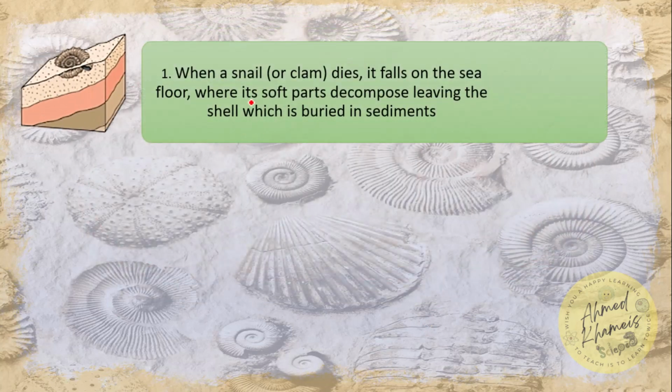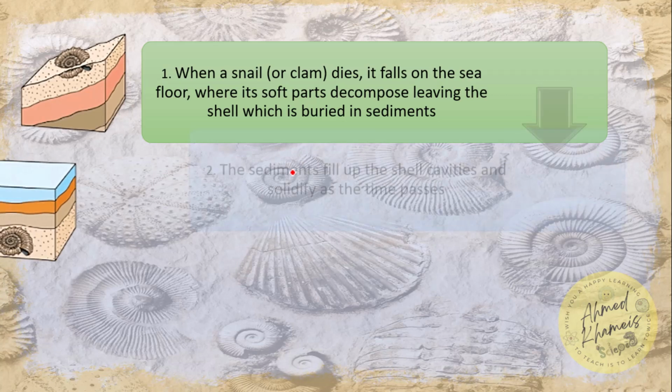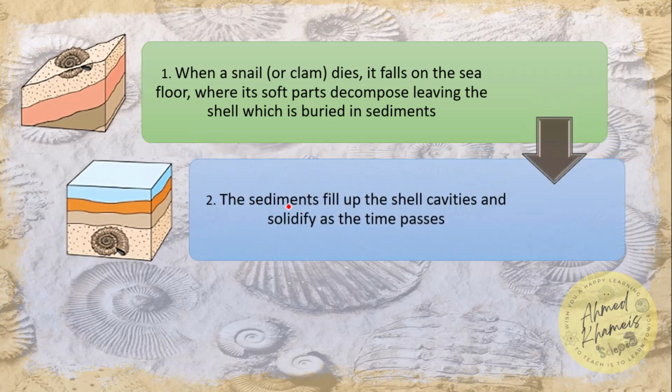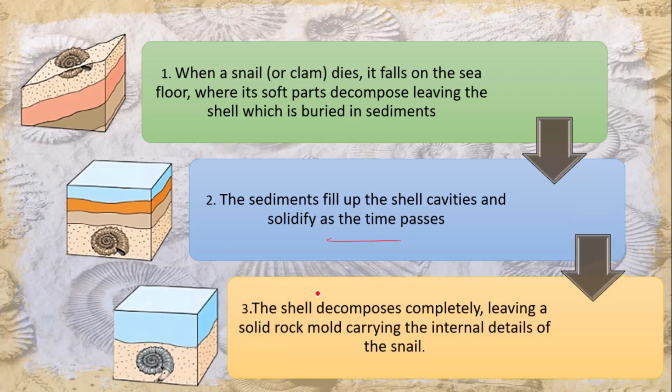So first, when a snail dies, it falls to the sea floor, where the soft part of its body decomposes, leaving the shell buried in sediment. The sediment goes inside the cavity and fills it as time passes. Then the shell decomposes completely, leaving the solid rock carrying the internal details of the snail.